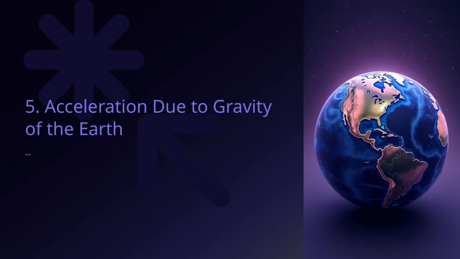This is a fundamental concept because it explains how objects fall towards the ground when dropped. The acceleration due to gravity, often denoted as g, is approximately 9.8 meters per second squared at Earth's surface. This means that if you drop an object, its velocity increases by about 9.8 meters per second every second, ignoring air resistance. Understanding this value is crucial because it influences everything from how we design engineering structures to how we understand planetary motion. It's also a key factor in physics equations involving motion and forces.